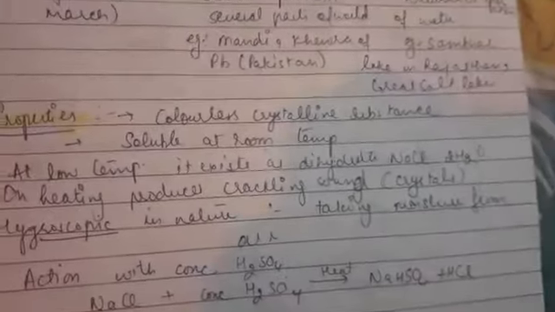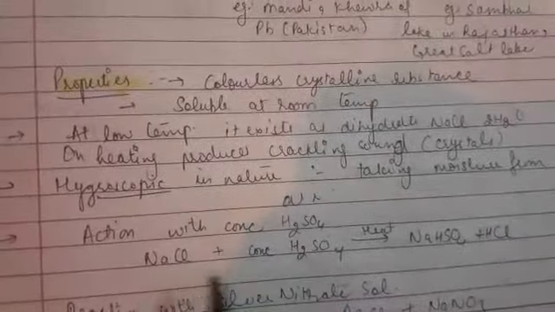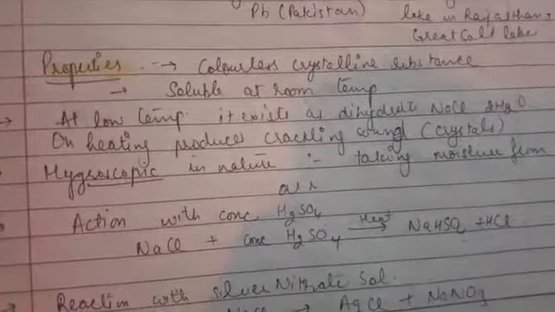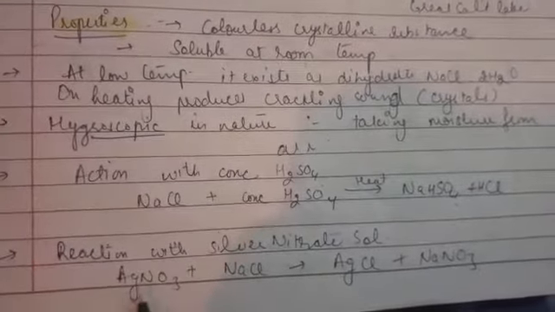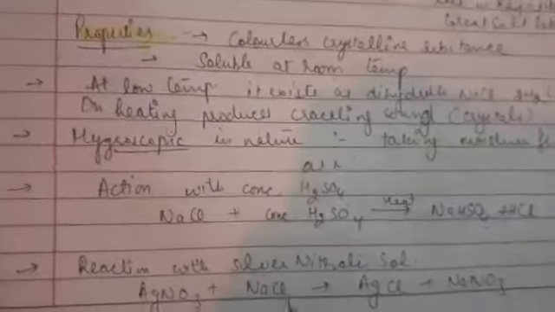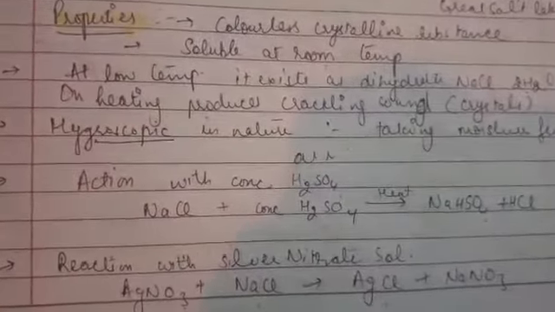Hygroscopic in nature means they take moisture from the air. When they react with concentrated sulfuric acid, they form NaHSO4 plus HCl. Reaction with silver nitrate solution: the silver nitrate formula is AgNO3. When it reacts with NaCl, it forms AgCl plus sodium nitrate, NaNO3.